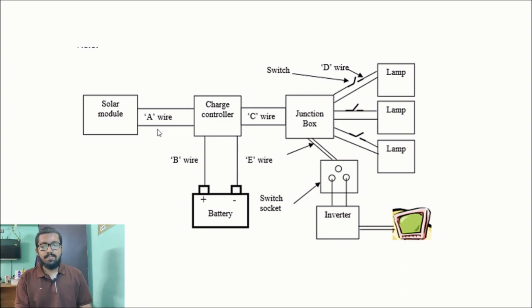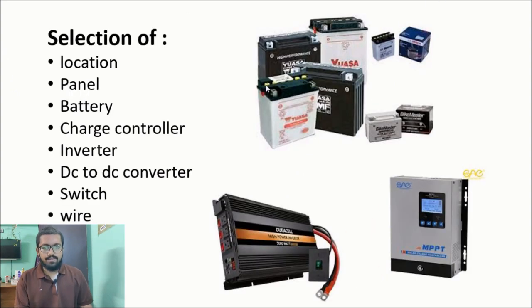Again, if you want to ensure the continuous flow of energy, you have to purchase a battery. Again, to regulate the battery life, you have to purchase a charge controller. Actually, the charge controller will regulate the overcharging and undercharging condition of this battery. Again, to distribute this power between these loads, you have to purchase a junction box. So, these are the components you will need. So you have to make selection of all these components.